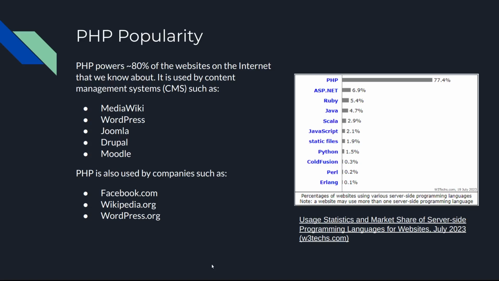PHP powers, give or take, 80% of the internet. It varies a bit. This is, again, from July last year, so it may be a little different if you go check out the stats now. But it's useful to learn. A lot of content management systems, like MediaWiki and WordPress, are written in PHP. Facebook, Wikipedia, and WordPress.org are all written in PHP. So it's pretty embedded in the market. It's been around a long time. People have been saying it's going away for a long time. It hasn't gone away yet, has it?